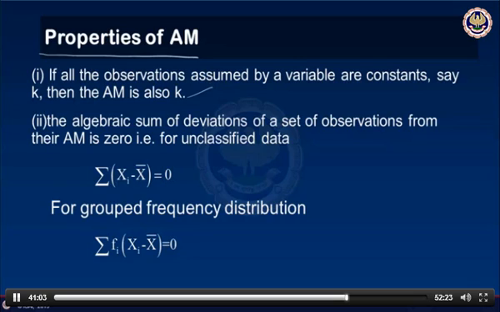And for a set of observations, the sum of the deviations from their mean is 0 for unclassified data. Unclassified data means the sum of the deviations from the respective mean is equal to 0. This is a very important property for the MCQ point of view also in the examination. It is applicable for grouped frequency distributions also, that is, summation of fi into xi minus x bar equals 0.